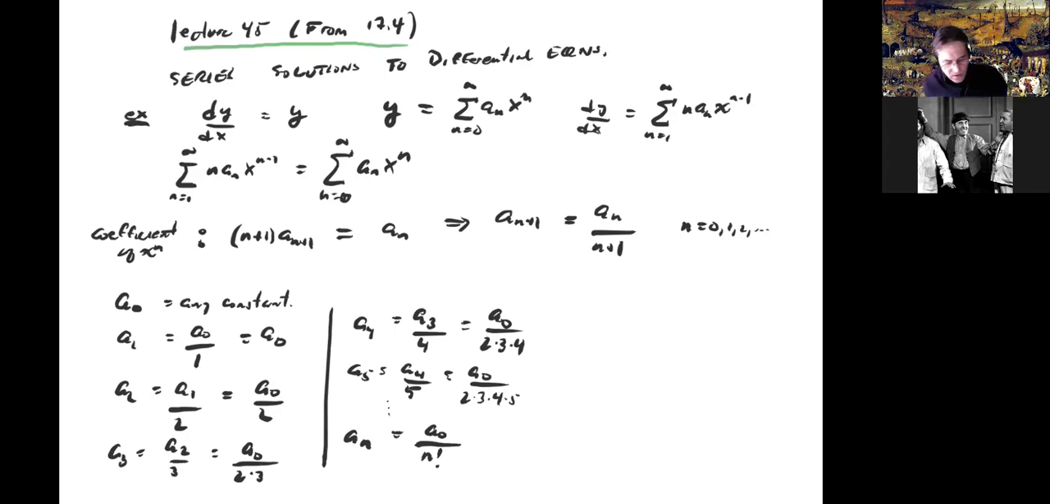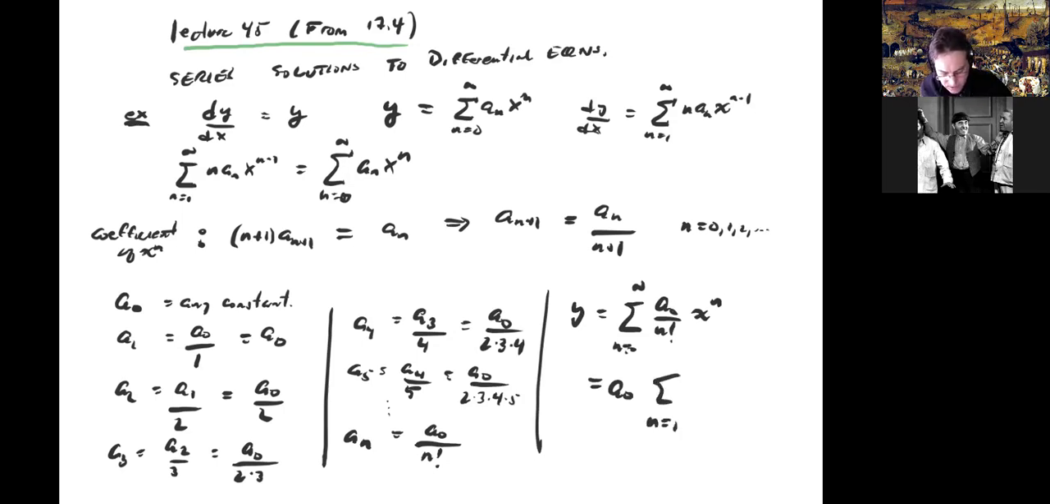So we now know all the coefficients of our solution. We know that y must be the sum, n goes from 0 to infinity, of a_0 over n factorial times x^n, where a_0 is any constant. We can factor out the a_0, and we get a_0 times the sum, n goes from 0 to infinity of x^n over n factorial. Well, because we know the power series of e^x, this is just a_0 e^x.